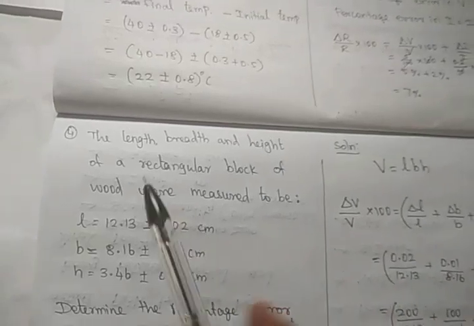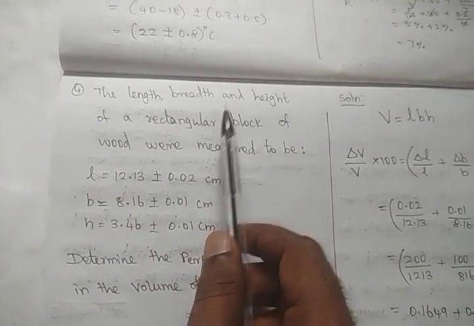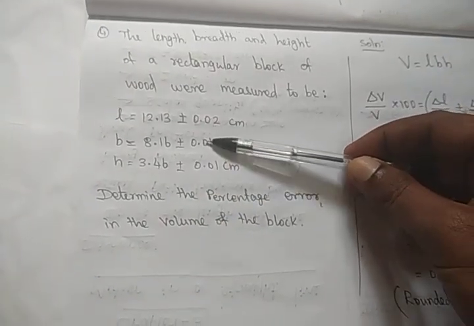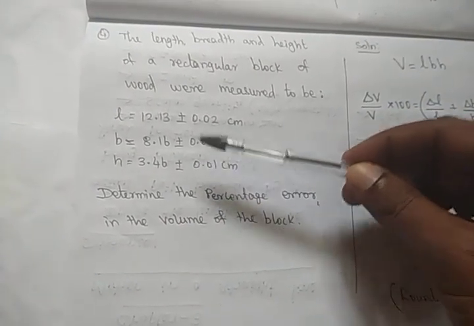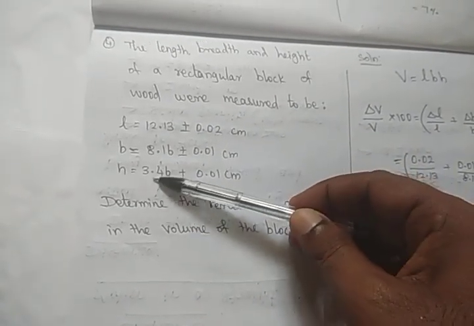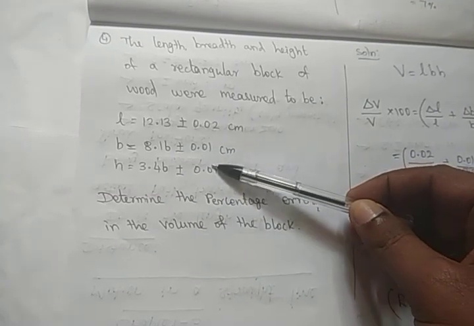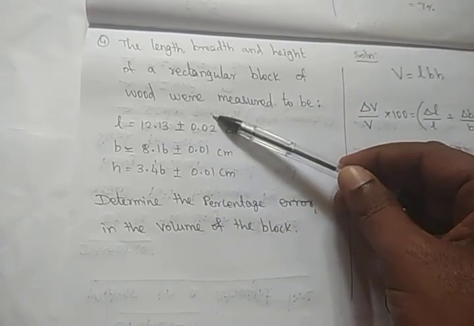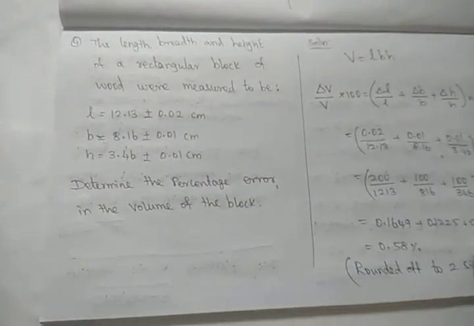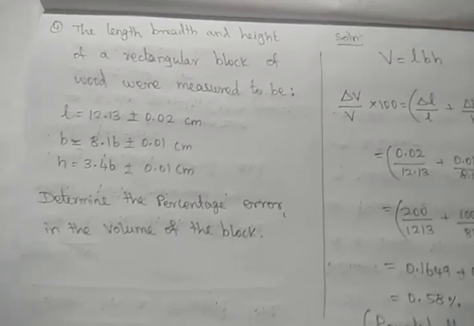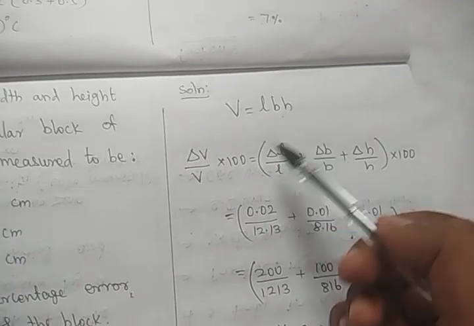Let us see the next problem. The length, breadth and height of a rectangular wooden block are measured as L plus or minus delta L, B plus or minus delta B, and H plus or minus delta H. So L, B and H are the measured values, and these are the errors. Determine the percentage error in the volume of the block. What is the volume of the block? It is length into breadth into height.